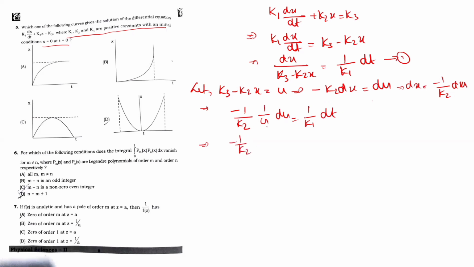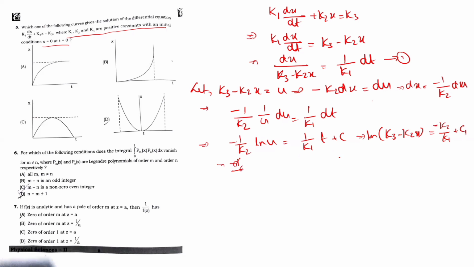This is constant 1 by K2. When you integrate, you will get ln u is equal to 1 by K1 t plus c. Okay. This is what you will have. And finally, you can write minus 1 by K2. You will take this to the right hand side, I'm taking it here only in this step. This is ln of K3 minus K2 x, and this will go to the right hand side and you will have minus K2 by K1 t, and plus take this as constant C1 or whatever it is, because K is also a constant.